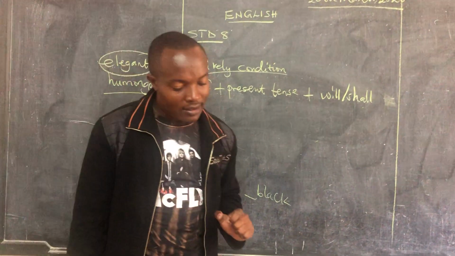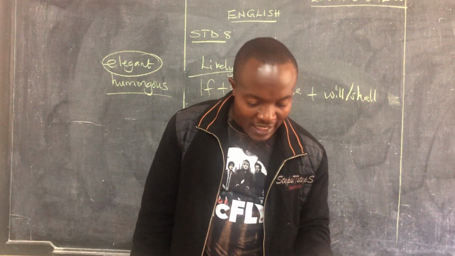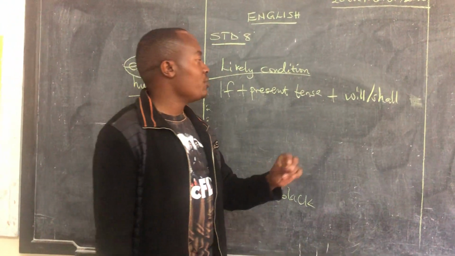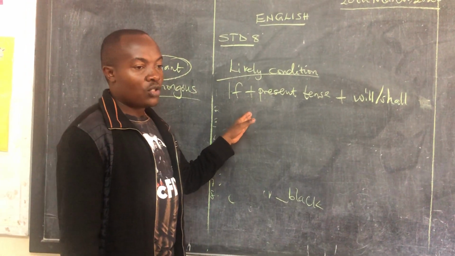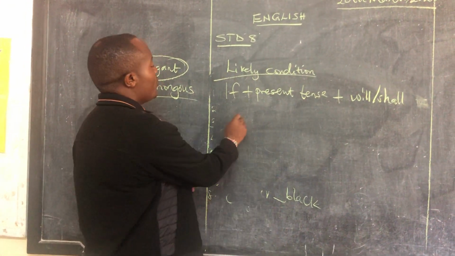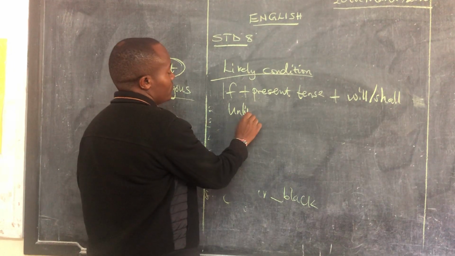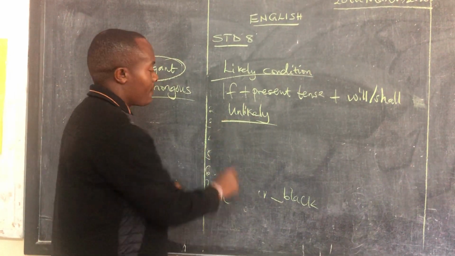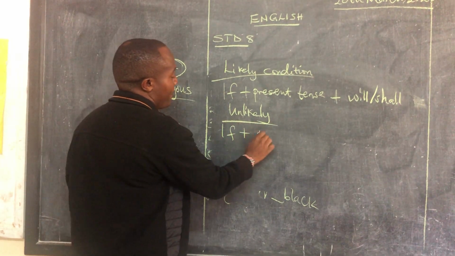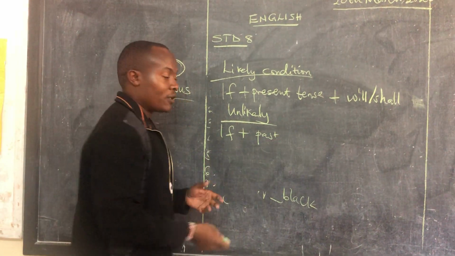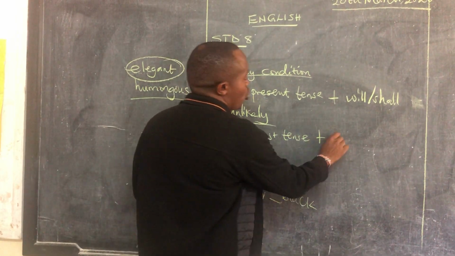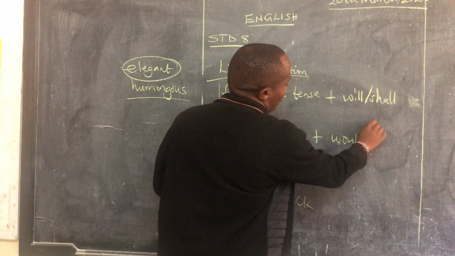Now, if you look at this, "if it had not been," that cannot be our likely condition. So we have to go to the next, which will be unlikely. Unlikely condition. What does this one state? If plus past tense or past simple tense plus would or could.